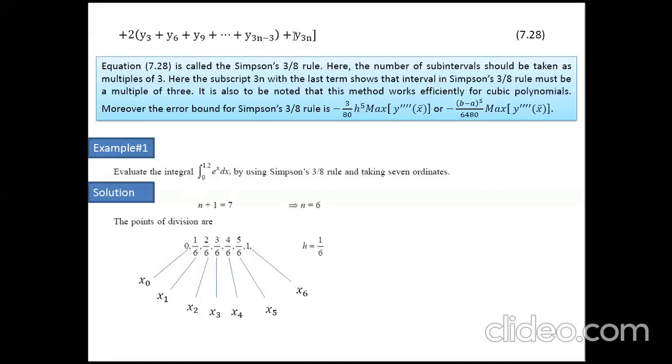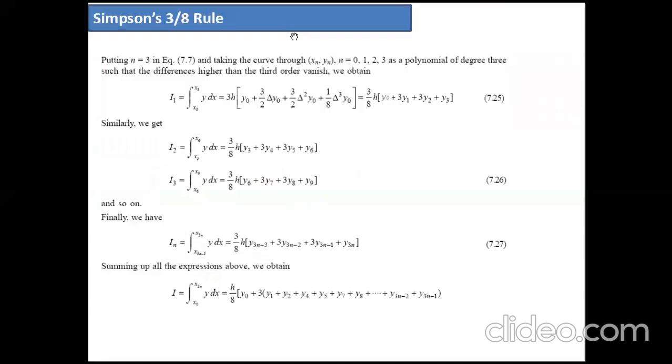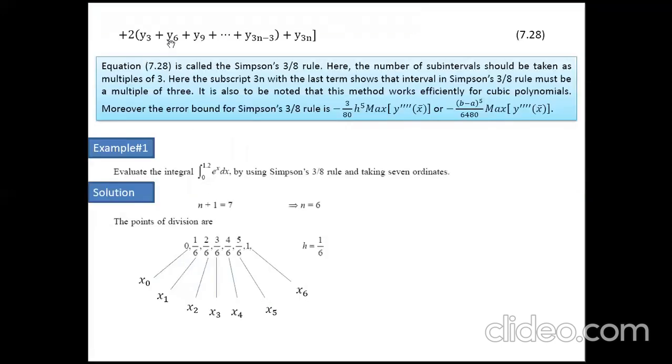Okay, so this is the scheme of Simpson 3 by 8 rule. You can see there is a little bit of a mistake. There should be 3h by 8. It is 3h by 8, and in the bracket the arrangement is such that the first and last terms have a multiple of 1. y1, y2, y4, y5, y7, y8 are multiplied by 3, and y3, y6, y9, y12, y15 and so on will be multiplied by 2. So this is the method which is called Simpson 3 by 8 rule.